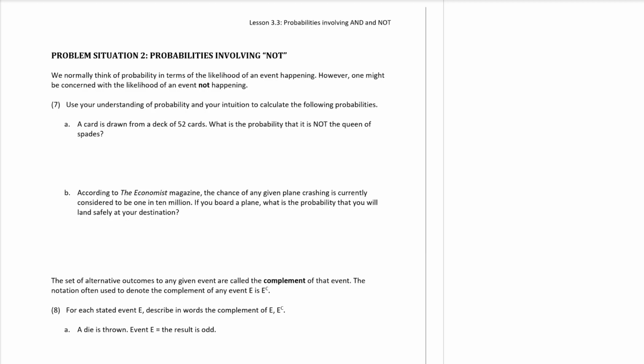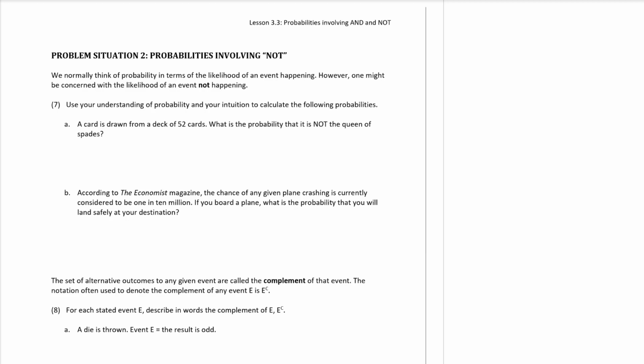All right, so the last thing for today is to talk about probability involving not. We normally think of probability in terms of the likelihood of an event happening. However, one might be concerned with the likelihood of an event not happening. Use your understanding of probability and your intuition to calculate the following probabilities. So a card is drawn from a deck. What's the probability that it's not the Queen of Spades? So how would you answer that?